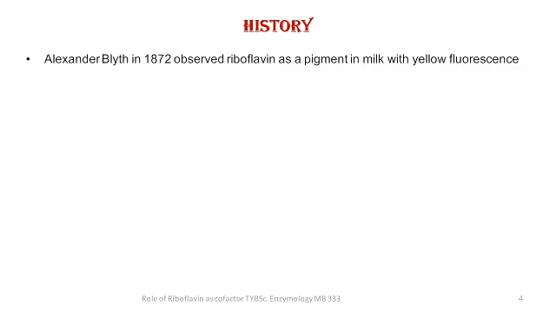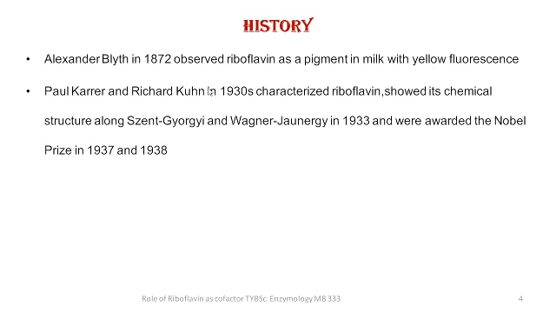A brief history of the discovery of this particular vitamin. It was Alexander Blyth in 1872 who observed that riboflavin is a yellow colored pigment in milk showing yellow fluorescence. It was Richard Kuhn who has contributed a lot to the discovery of the vitamin and its role in human health. Richard Kuhn along with Paul Karrer in the 1930s characterized riboflavin and showed its chemical structure, along with some other scientists like Szent-Györgyi and Wagner-Jauregg in 1933.